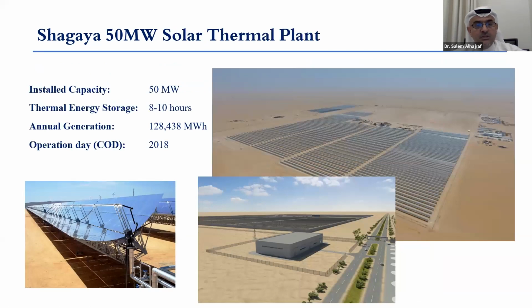The last plant commissioned in 2018 was the solar thermal power plant, or CSP. It was 50 megawatt solar thermal with 8 to 10 hours of thermal energy storage, and zero fuel burning. It is a pure renewable energy plant. The annual generation was set at about 130,000 megawatt hour per year, which has been approved and entered commercial operation date since 2018.